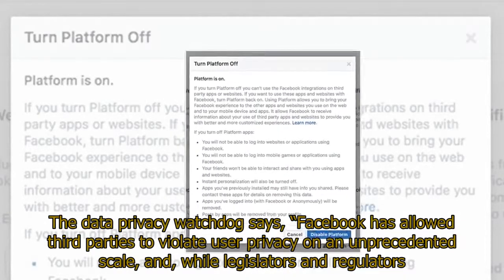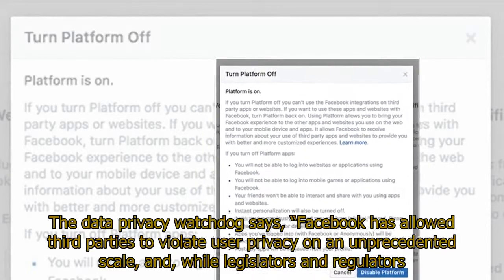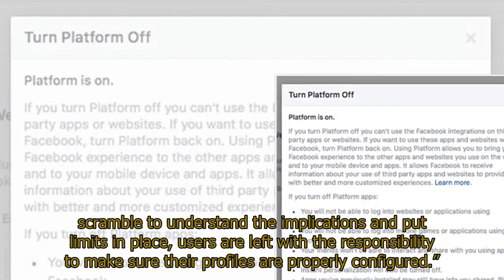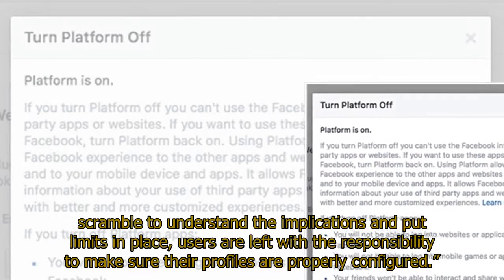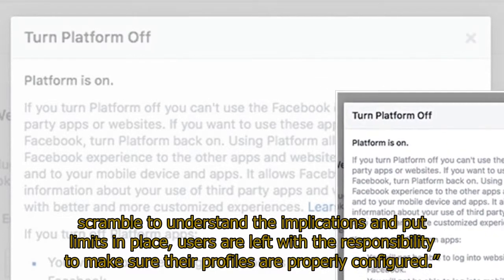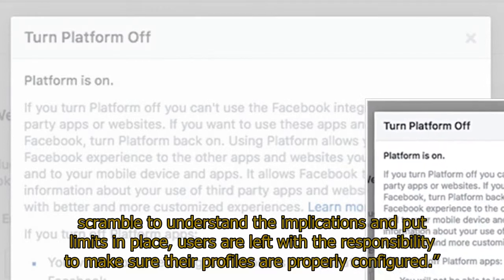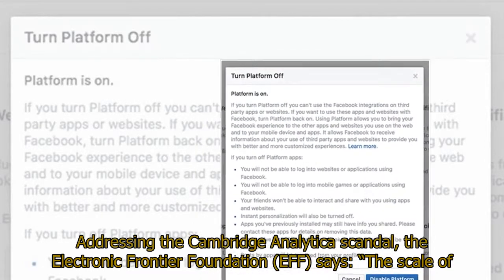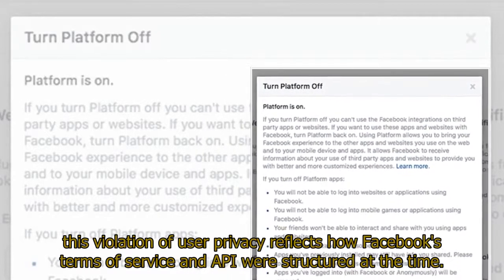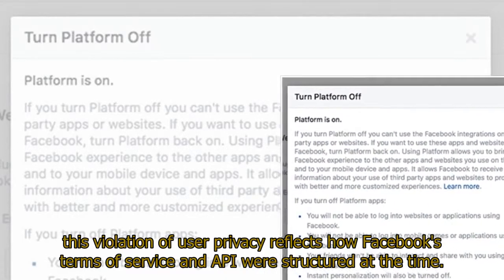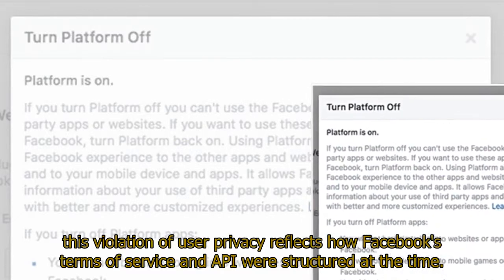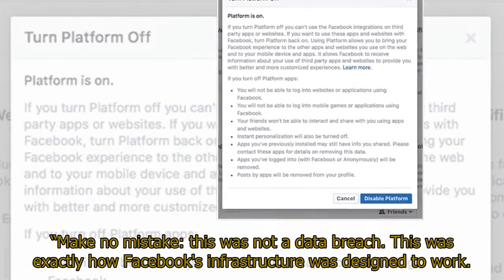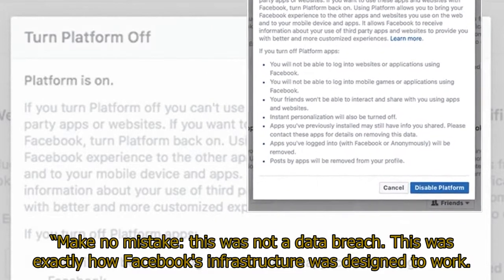The data privacy watchdog says, "Facebook has allowed third parties to violate user privacy on an unprecedented scale, and, while legislators and regulators scramble to understand the implications and put limits in place, users are left with the responsibility to make sure their profiles are properly configured." Addressing the Cambridge Analytica scandal, the Electronic Frontier Foundation, EFF, says, "The scale of this violation of user privacy reflects how Facebook's terms of service and API were structured at the time. Make no mistake, this was not a data breach. This was exactly how Facebook's infrastructure was designed to work."